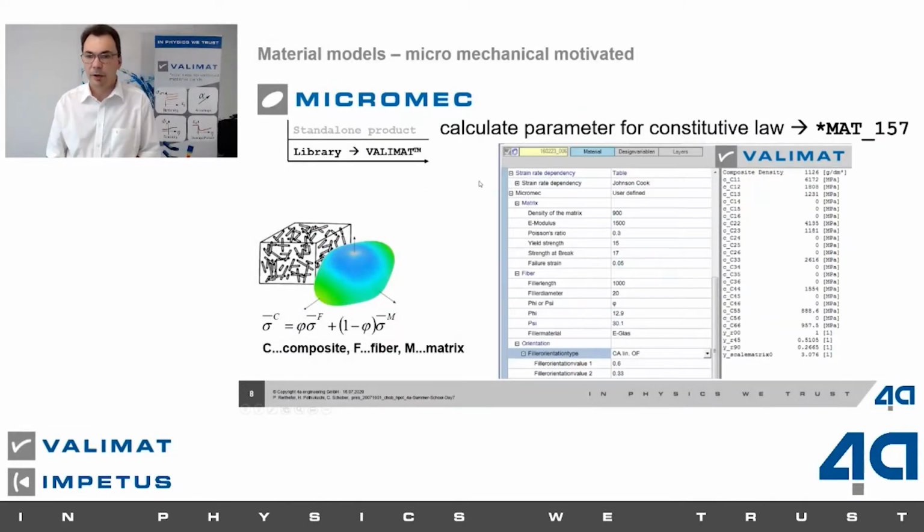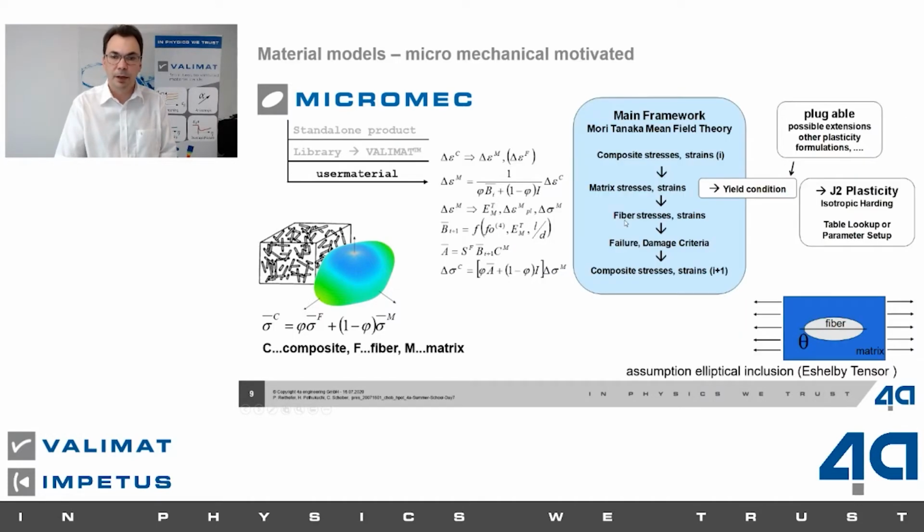So I was explaining how this is working in this implementation, and I was talking about how we have it implemented as a user material, this mean field theory. In this user material model we start from composite stresses and strains, can calculate the matrix stresses and strains, and finally can check if we get plasticity with the yield criteria. And we can then go further to get fiber stresses and damage, and give back to the user material the composite stresses and strains. So that's straightforward.